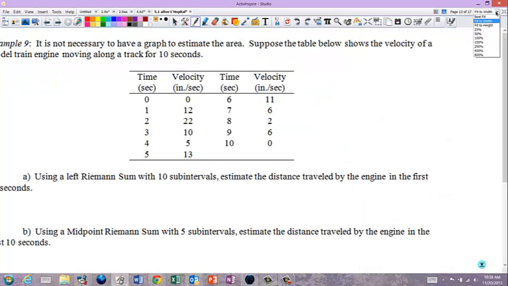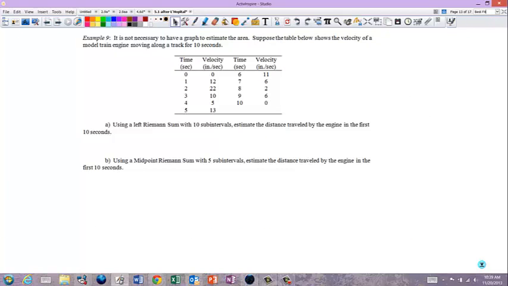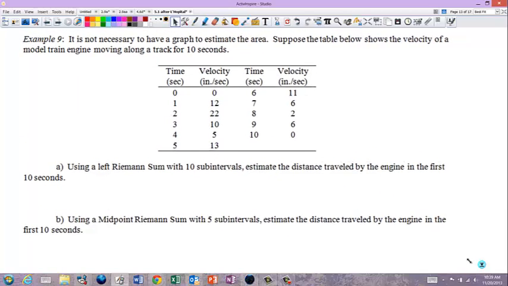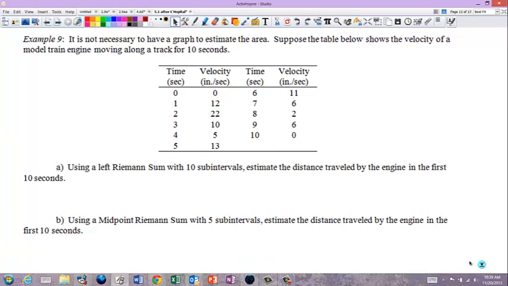Example 9. My paper is too big. Okay. It says it is not necessary to have a graph to estimate the area. Suppose the table below shows the velocity of a model train engine moving along a track for 10 seconds. Using a left Riemann sum with 10 subintervals, estimate the distance traveled by the engine in the first 10 seconds.